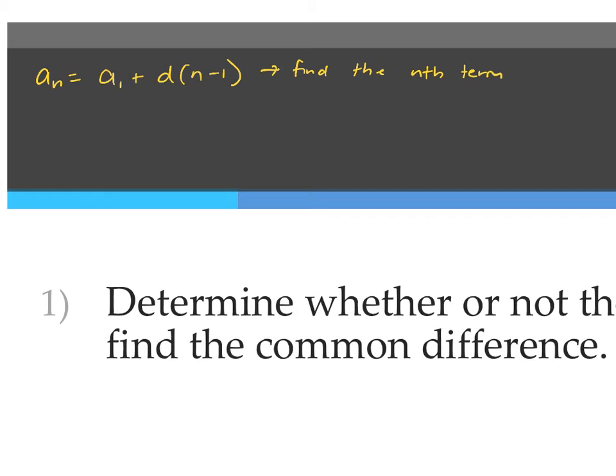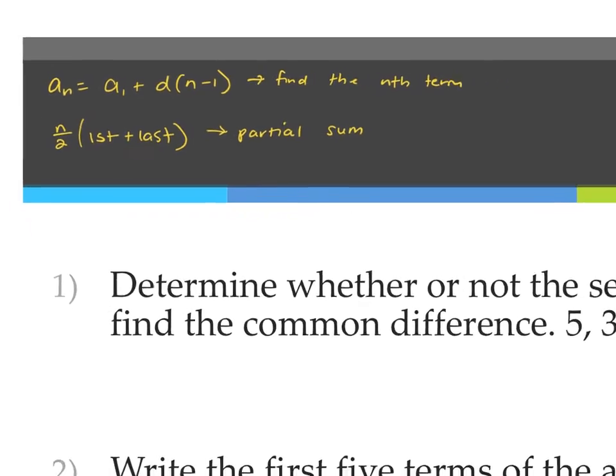But again, it has to be arithmetic. And then there was the partial sum. And this is n over 2 times first plus last. And this is partial sum. Again, it has to be arithmetic. So you can't do this with something that is raised to a power, or something with an exponent, when you're not adding or subtracting the same number each time. So there's not a common difference.